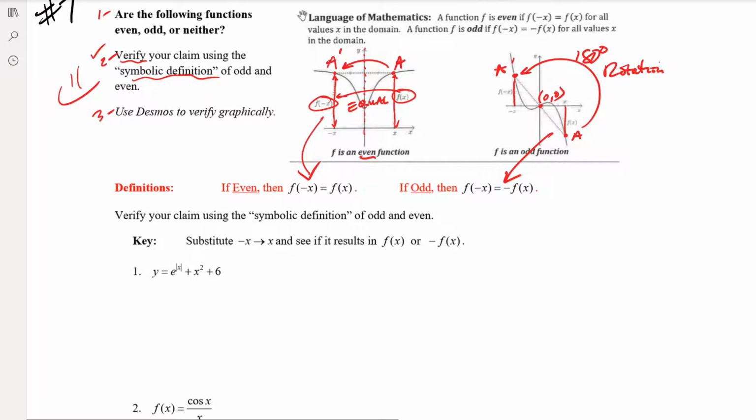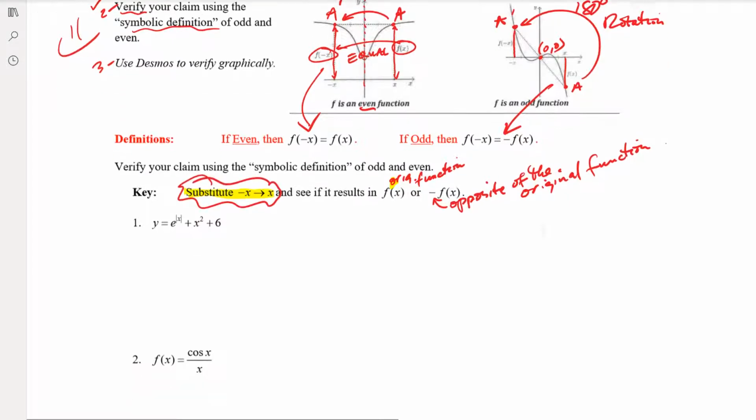So let's do the algebraic part. All we do is substitute negative x in for x and see what happens. If you do that, do you get f of x, the original function, or do you get the opposite of the original function? Whatever the end result is will tell you whether you have an odd or an even function. But you have to start with this.